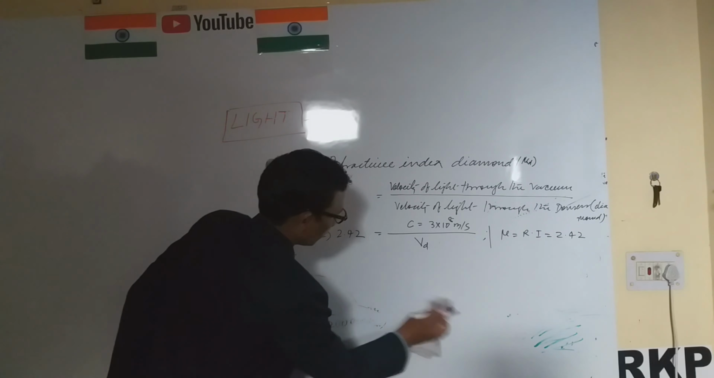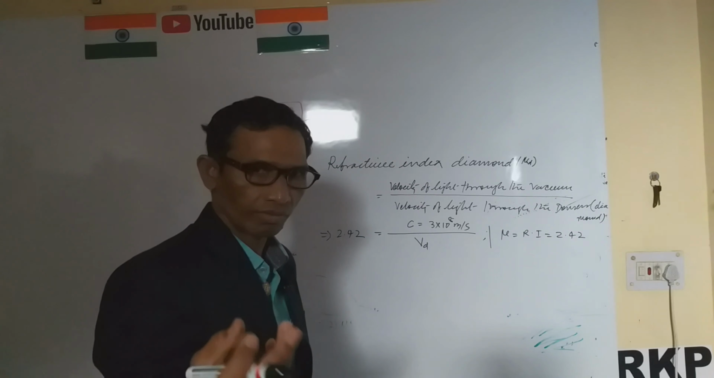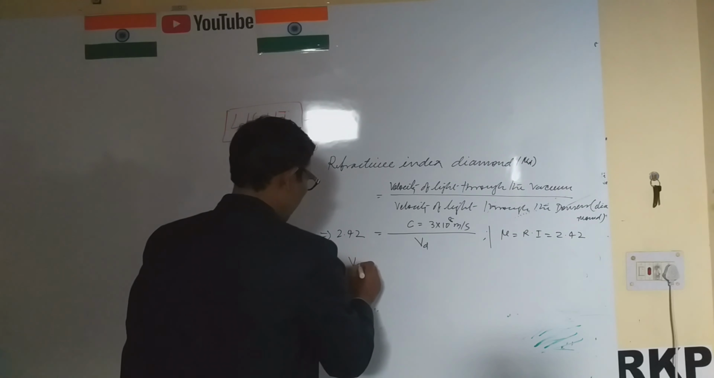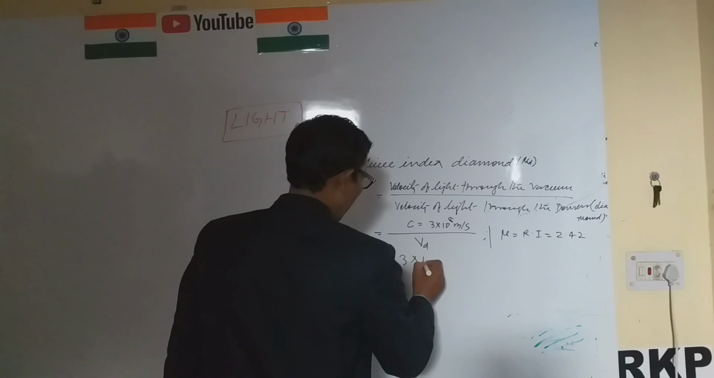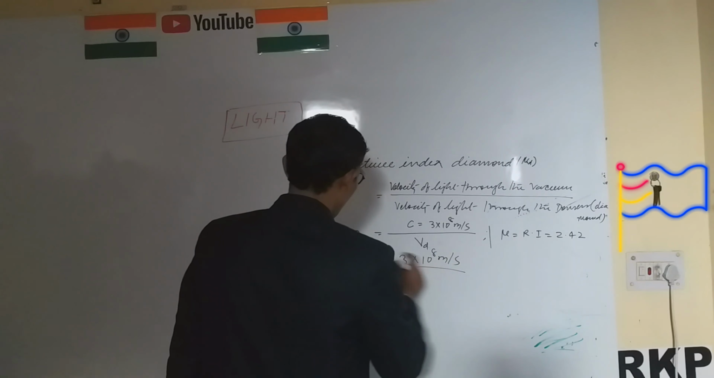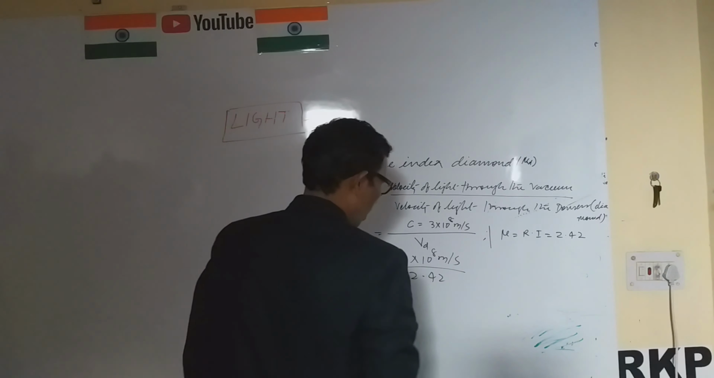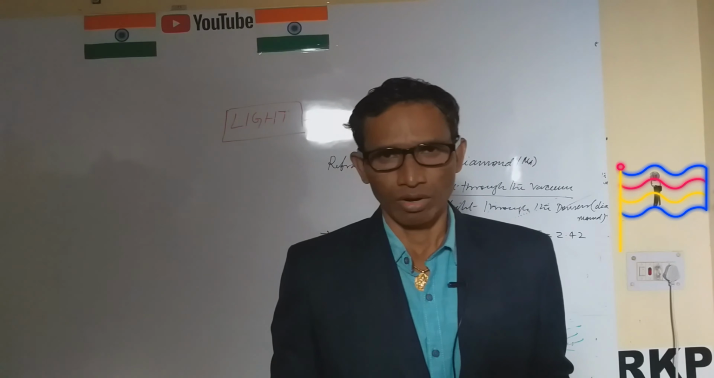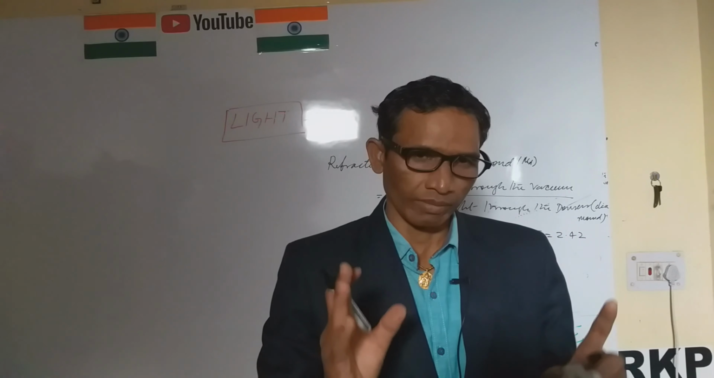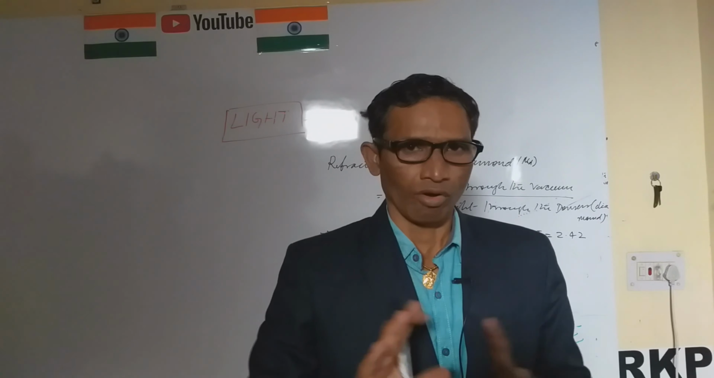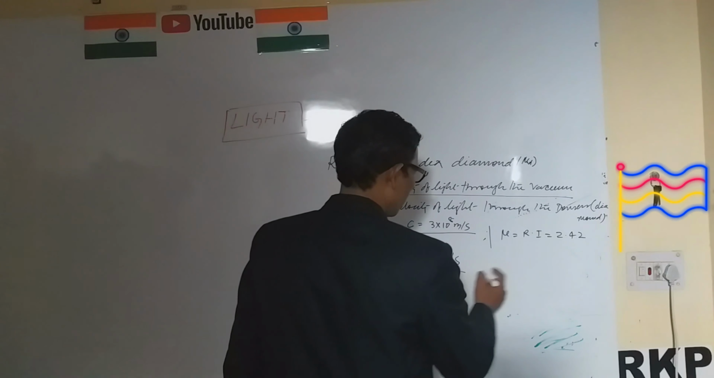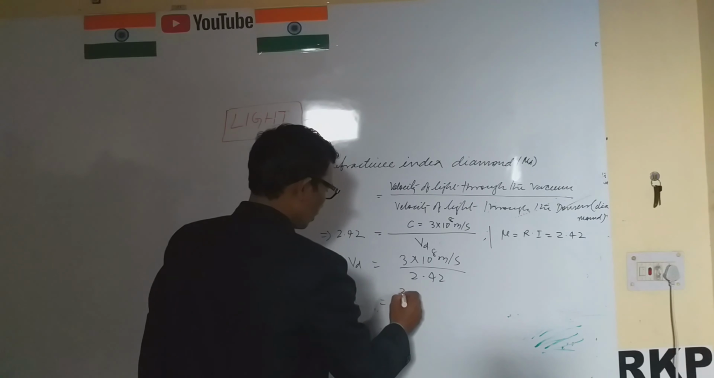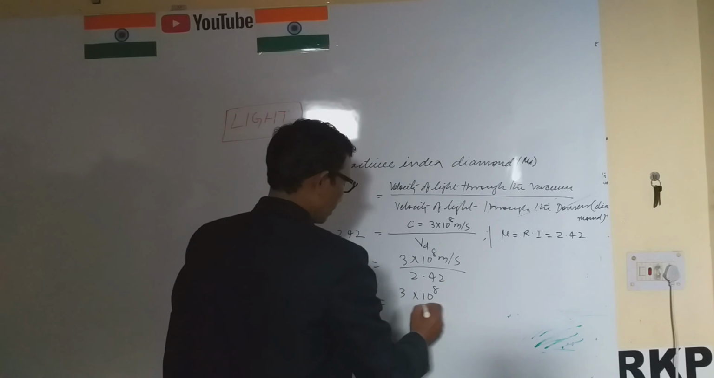Now we have to find out the value of velocity through the diamond. So let this be brought to the left side, this is v, and the velocity is 3 into 10 to the power 8 meter per second divided by 2.42. The refractive index of any material, either rarer or denser, is just a value and has no unit. So it is unitless.